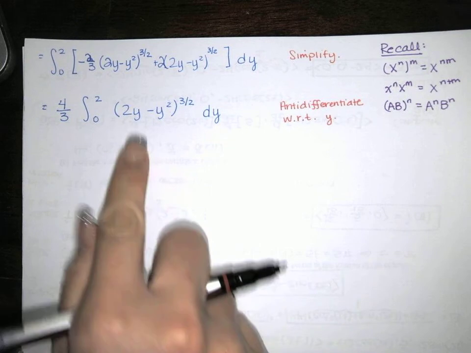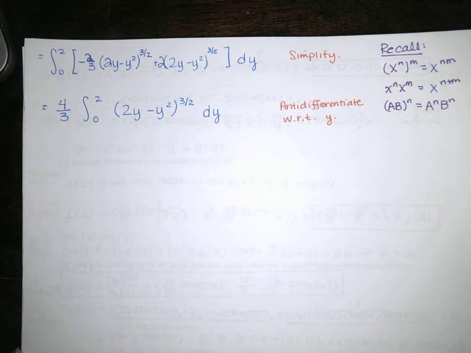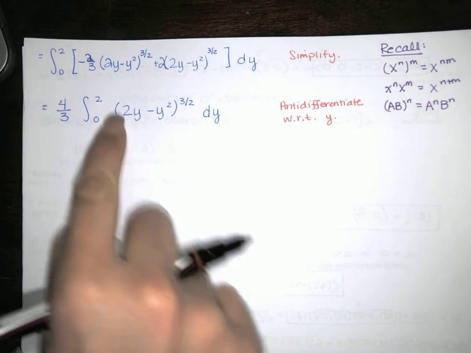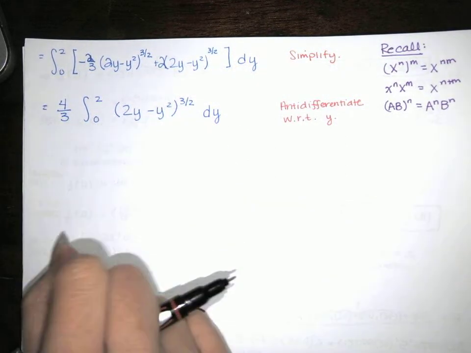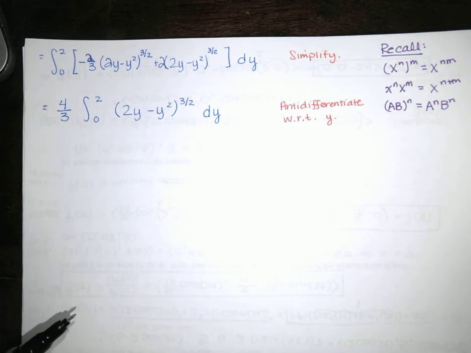Okay. Now in order to do that, I say to myself, do I have a basic rule for that? No, I don't. It does kind of look like a u sub though, doesn't it? I'm thinking u sub, but the derivative of this inside function is 2 minus 2y, and I don't have an extra factor of 2 minus 2y. So a u sub won't work. Integration by parts also does not look promising.